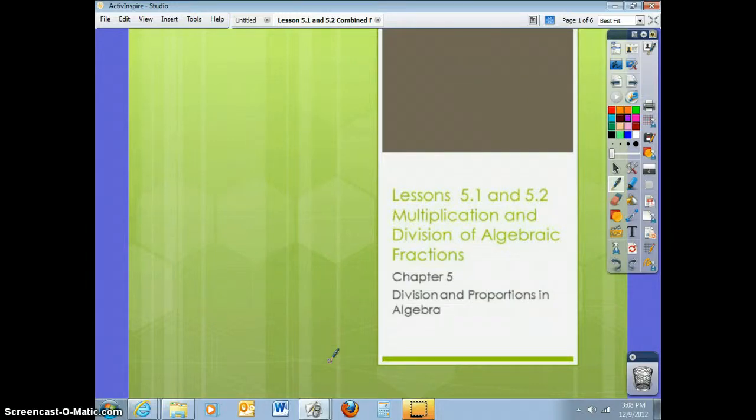Okay, in Chapter 5, we're only going to do two lessons, Lesson 5.1 and Lesson 5.2, which have to do with multiplication and division of algebraic fractions. All right?